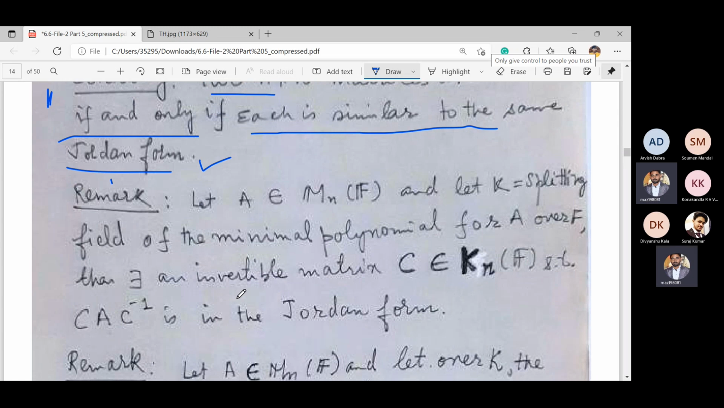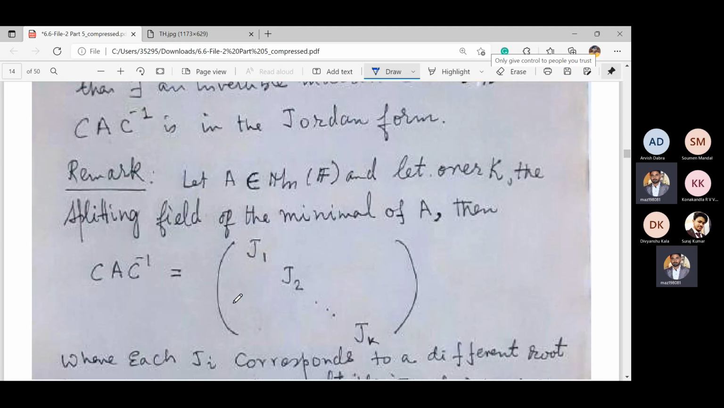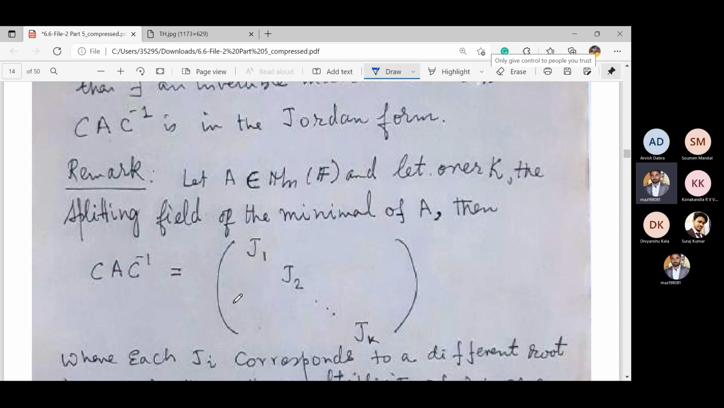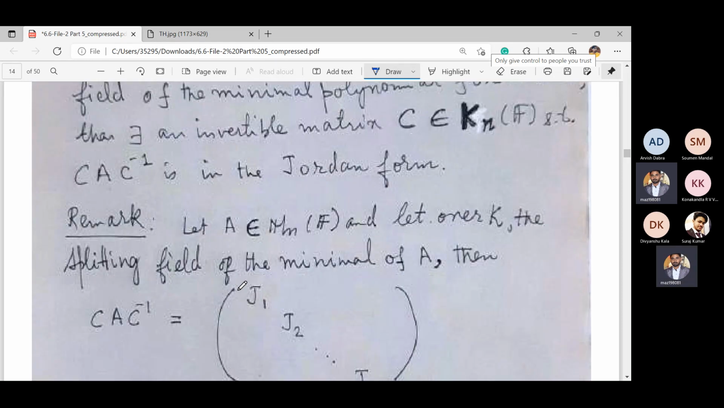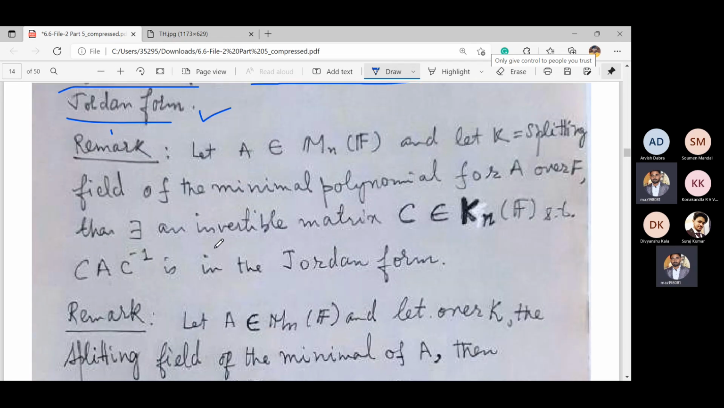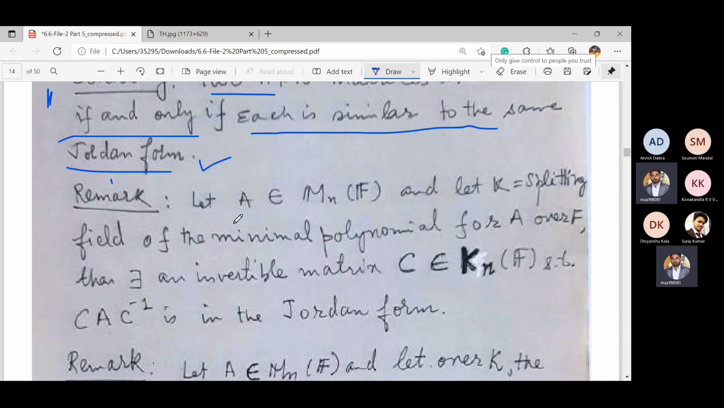And let me see, what is this one? Okay, this one is the remark. Let A belong to n cross n matrices over the field F, and let K be the splitting field of the minimal polynomial for A over F.